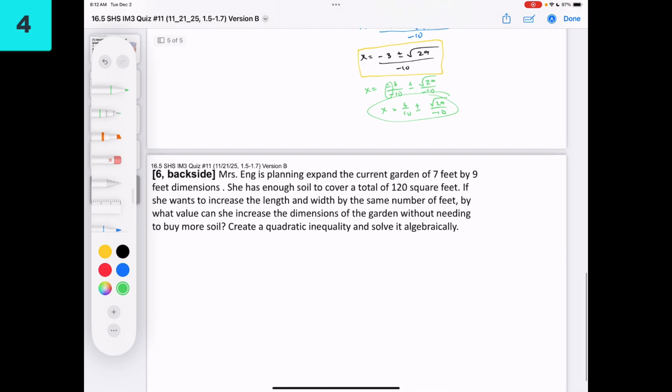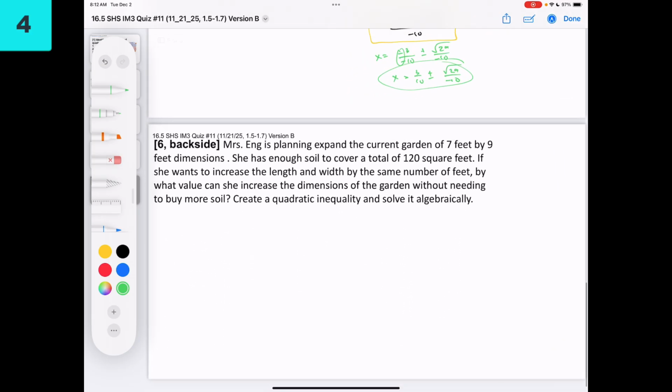Okay, question number 6. Mrs. Ng is planning to expand the curtain garden of 7 by 9. Let's get that on there. She has a total to cover 120 square feet.